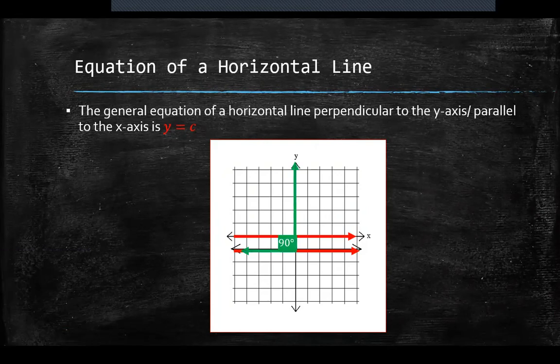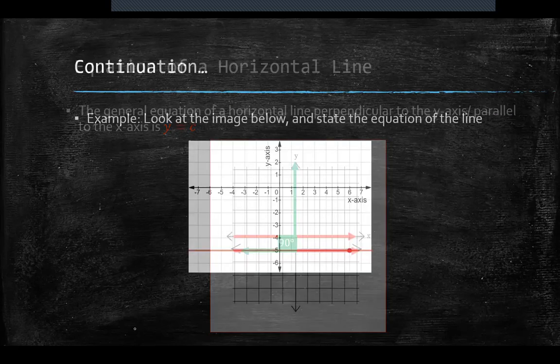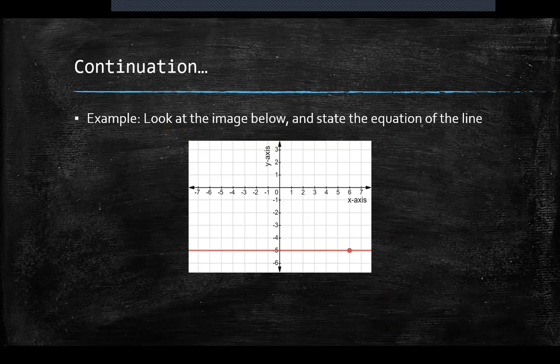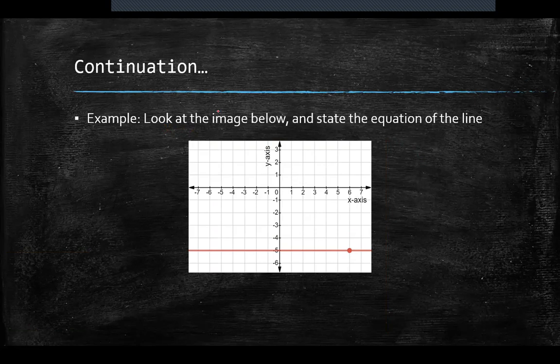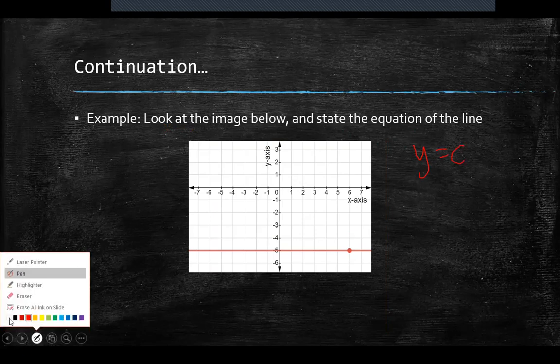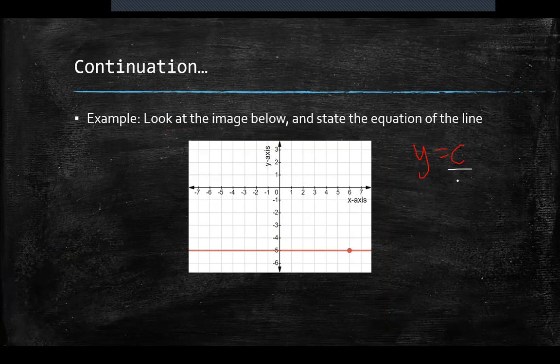All right, because they might not always say, what's the equation of a horizontal line? No, they might say, what's the equation of the line perpendicular to the y-axis? Or what's the equation of a line parallel to the x-axis? And you have to know that that's also known as a horizontal line, and this is the equation. Let me show you. Look at the image below and state the equation of the line. So remember, the general equation of a horizontal line is y is equal to c, where c is the y-intercept, and the y-intercept is where the line cuts the y-axis.